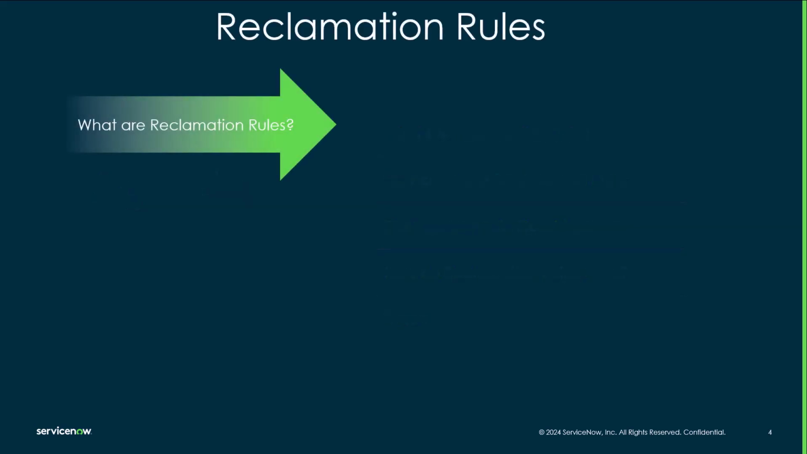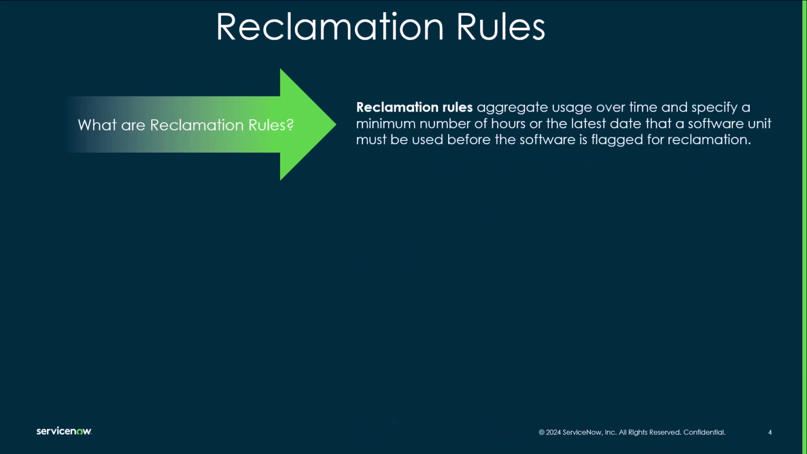So what are reclamation rules? Reclamation rules aggregate software usage over time. They specify either a minimum number of hours or the latest date that a software unit must be used before the software is flagged for reclamation.